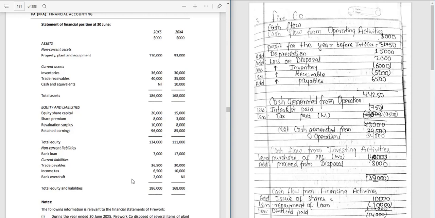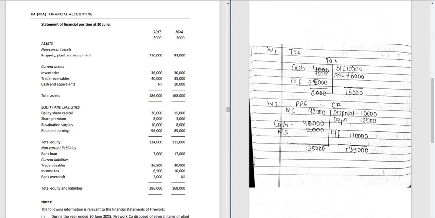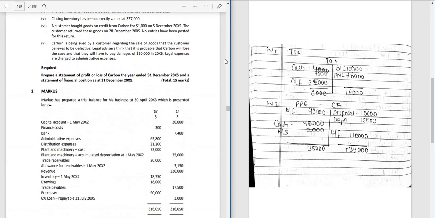So here it is. Okay, so we have to do some workings. I have done it, just wait, I am showing you here. So for tax, this is the current year and this is the previous year. The previous year tax brought forward was 10,000, so I have taken 10,000 here because tax is a liability, so its balance will be on the credit side. And the current year tax was 6,500, so it is the carry forward amount here. And then in the profit and loss, we also have some amount, just wait.